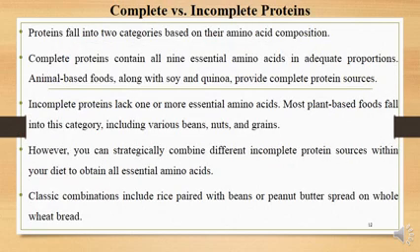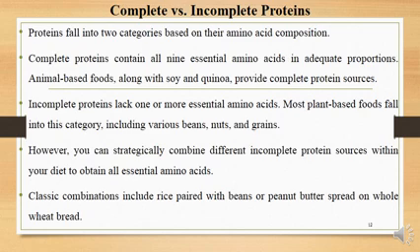Complete versus incomplete proteins. Proteins fall into two categories based on amino acid composition. A complete protein contains all 9 essential amino acids in adequate proportion. Animal-based food along with soy and quinoa provide complete protein sources. Incomplete proteins lack one or more essential amino acids.